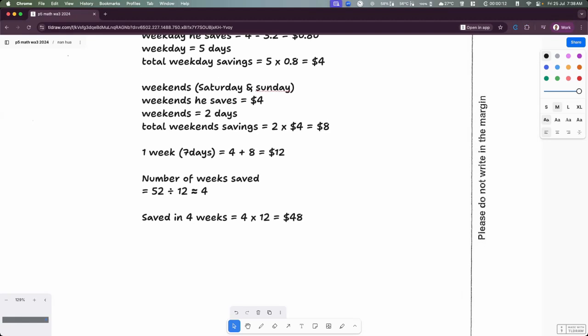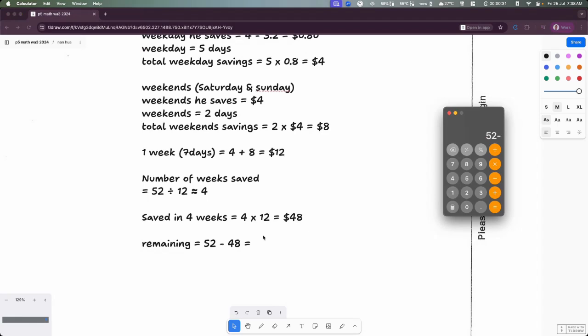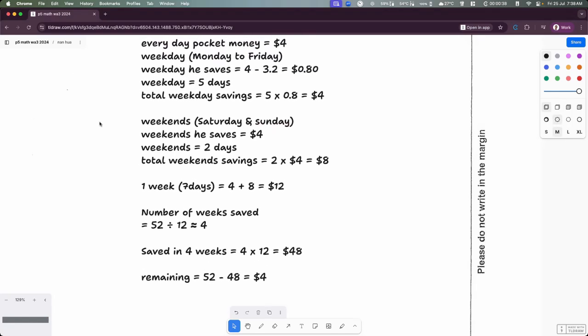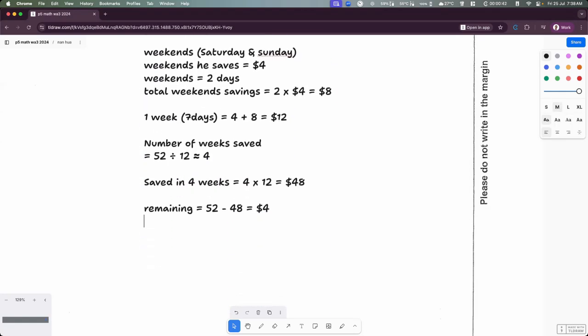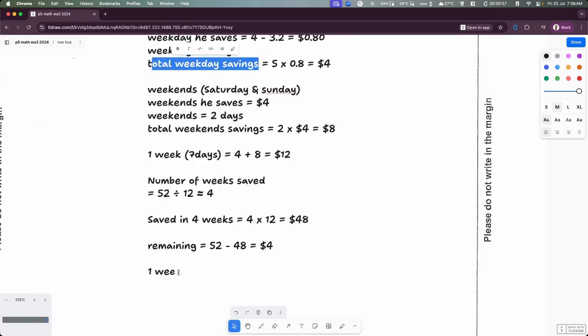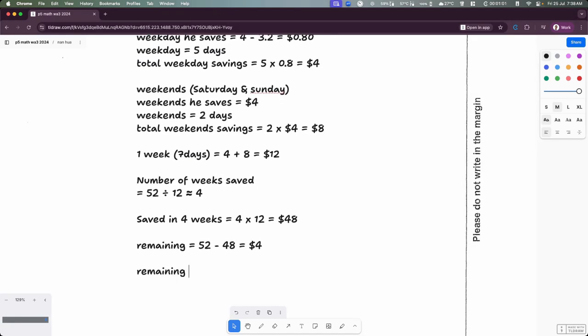So basically the remaining is equal to 52 minus 48. Let's use a calculator. Where is my calculator? Okay, so 52 minus 48 is equal to $4, right? At the same time, $4 is also 5 days. So that means the total weekday savings is also $4, right? So the remaining days saved is 5 days. That's what we know.